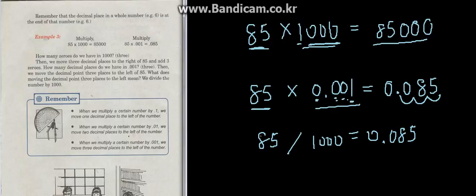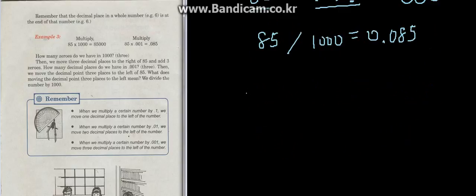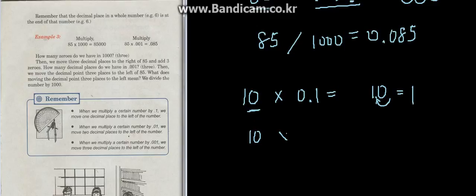So when you multiply a certain number by 1/10, let's say if you multiply this number 10 by 1/10, then we have to move one decimal place to the left of the number. So that will be here, one decimal place to the left. So it's basically 1. How about we multiply 10 by 1/100? In this case, you have 2 zeros in front of the 1, so you have to move 2 decimal places to the left of the number.